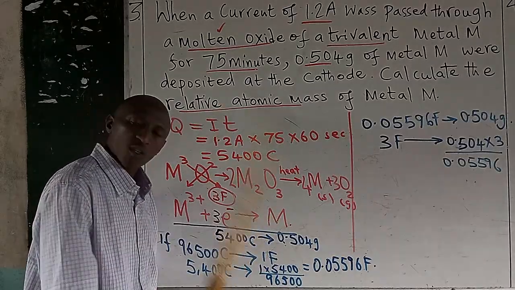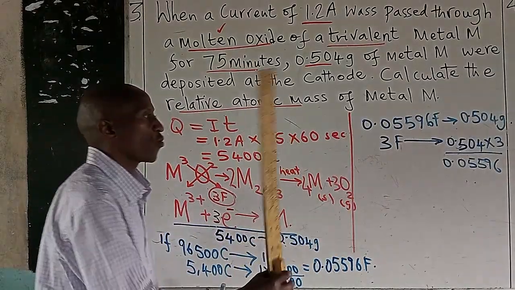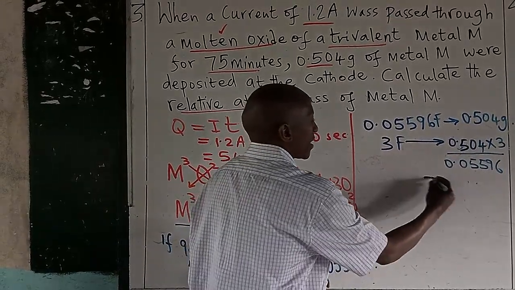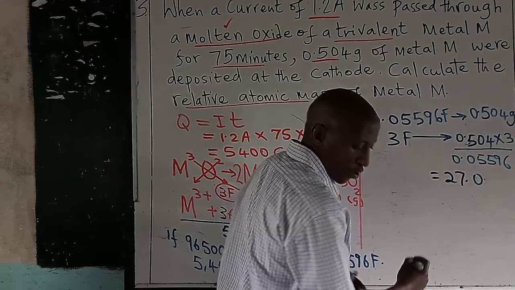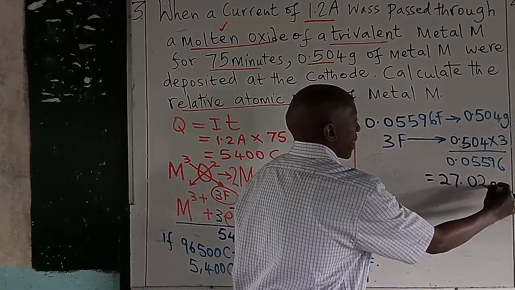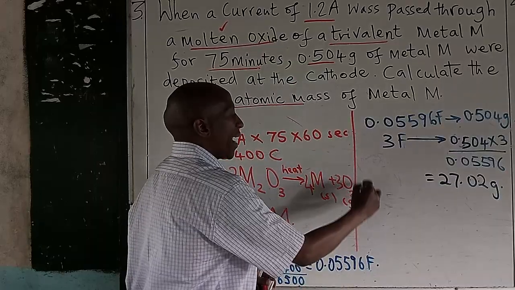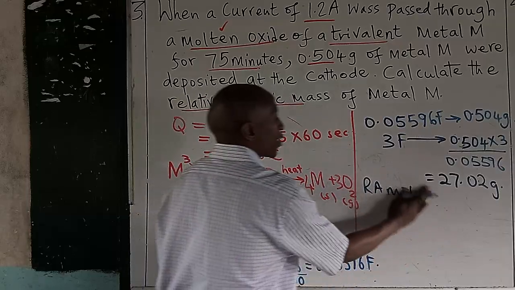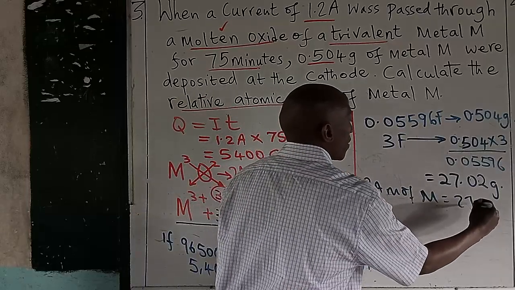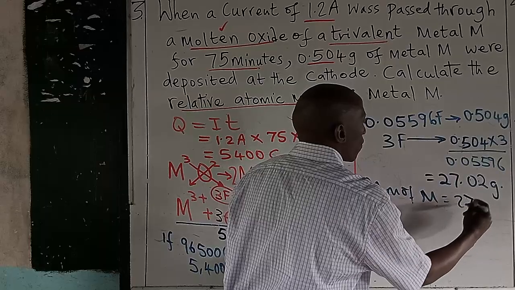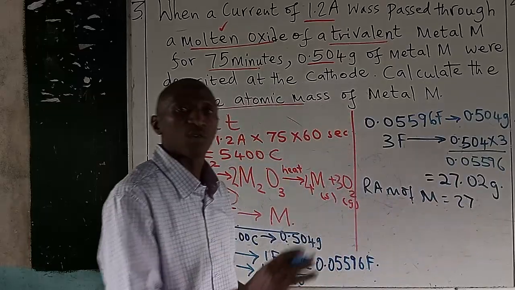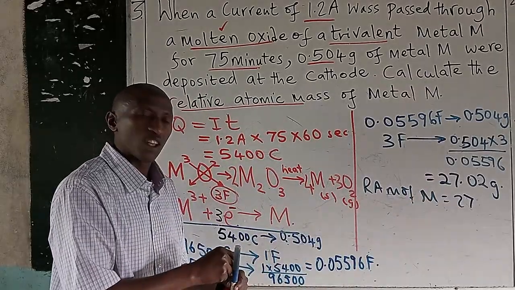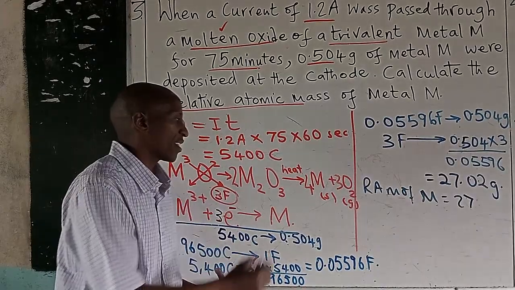And 1 mole is what's going to give us the RAM. So from the calculation, I want to believe that you have keyed in, we are getting 27.02 grams. So the RAM of metal M is 27, we can round it off to 27 grams, or due to isotopes, 27.02. Now let us put that in form of an equation so that we can summarize the question.